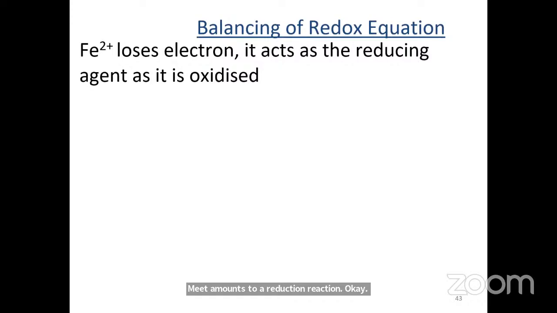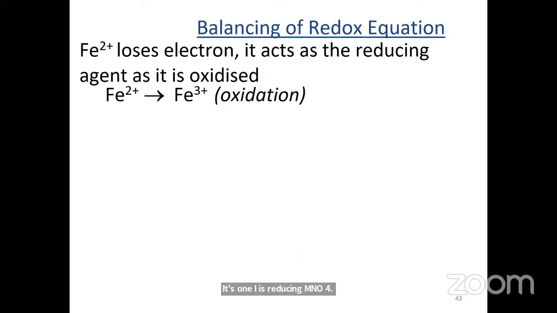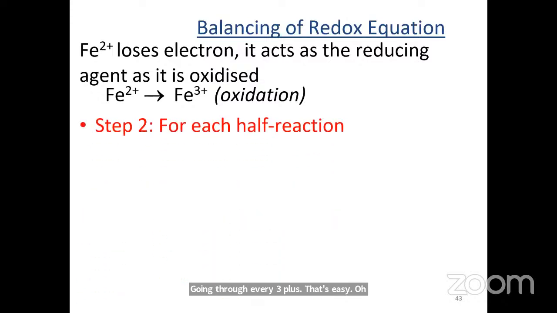Fe2 plus loses an electron. Therefore, it is the reducing agent and it is the oxidized one. It is the one that is reducing MnO4 minus, while itself is oxidized. So the half equation for that will be Fe2 plus going to Fe3 plus. That is the oxidation half reaction.